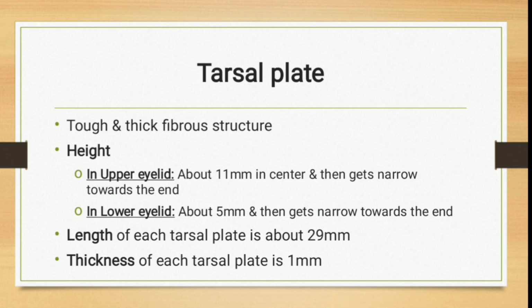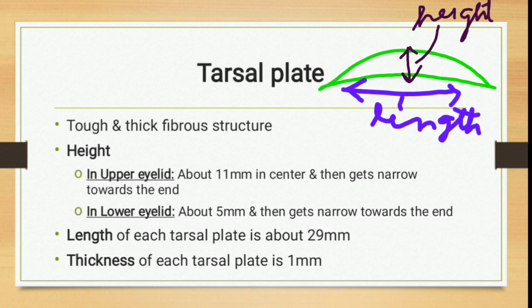Okay, so the next layer which lies under the submuscular connective tissue is the tarsal plate, which is a tough and thick fibrous structure. It means that it is a hard structure that helps in the maintenance of the shape of the eyelid, right? While we are talking about the height of the tarsal plate, in the upper eyelid it was 11 millimeters in height in the center, and then it narrows as we move towards the end. And in the lower eyelid it is about 5 millimeters, and then it again narrows as we move towards the end, because the upper eyelid is a bigger one while the lower eyelid is a small one. So that is why the structures are smaller as compared to the upper eyelid, right?